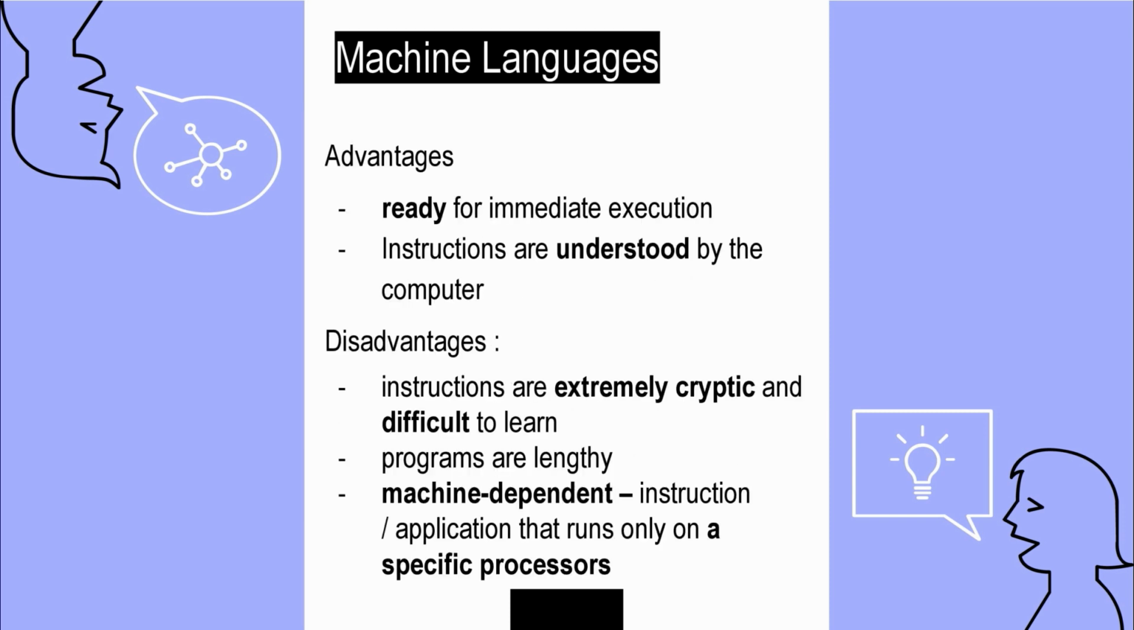Okay. Tapi kebaikannya machine language ni is because it's used natural language, it is ready for immediate executions because the instructions can be understood by the computer. But, however, there are disadvantages of using this language. These languages are extremely cryptic and difficult to learn and very lengthy. Besides that, it's also machine dependent. Machine dependent ni maksudnya instruction or application tu only run by a specific processor.